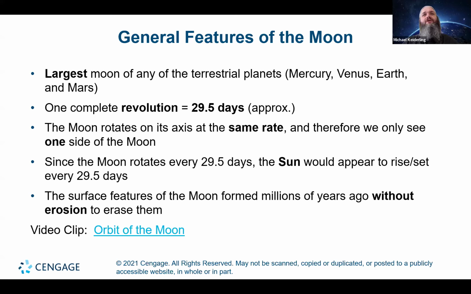And the surface features of the moon formed millions of years ago without erosion to erase them. So there's very slight erosion on the moon from meteorite impacts, but it's very slow, and stuff from millions of years ago is still quite clear and sharp.